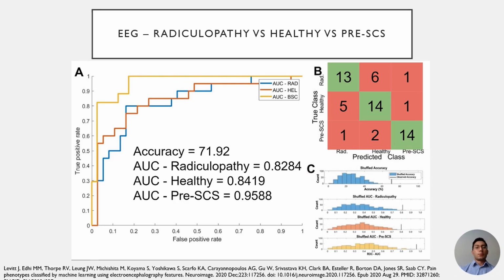The next paper we are going to talk about was published in 2020. And in this paper, researchers tried to differentiate between no pain, radiculopathy pain, and patients with chronic lumbar pain who are good candidates for spinal cord stimulation. As you can see, the overall accuracy was 72%, but the trained model had an AUC of 0.96, which means that the model was very good at differentiating good candidates for spinal cord stimulation from others who didn't need this therapy.